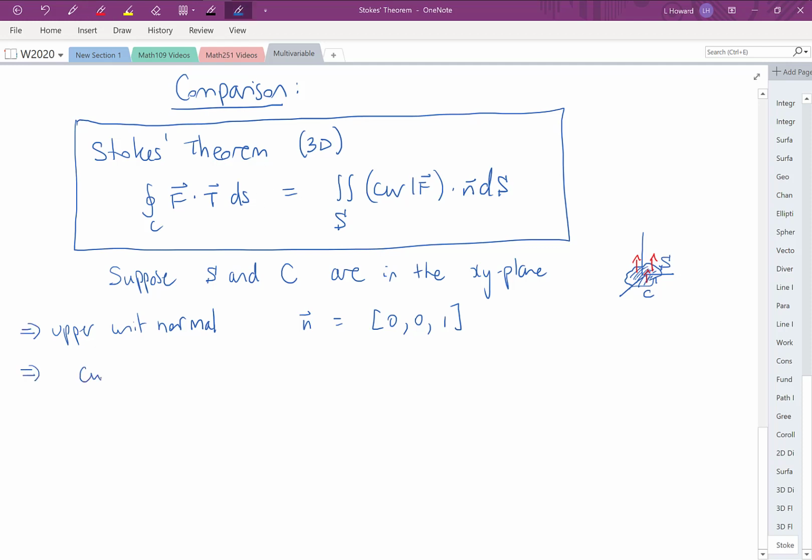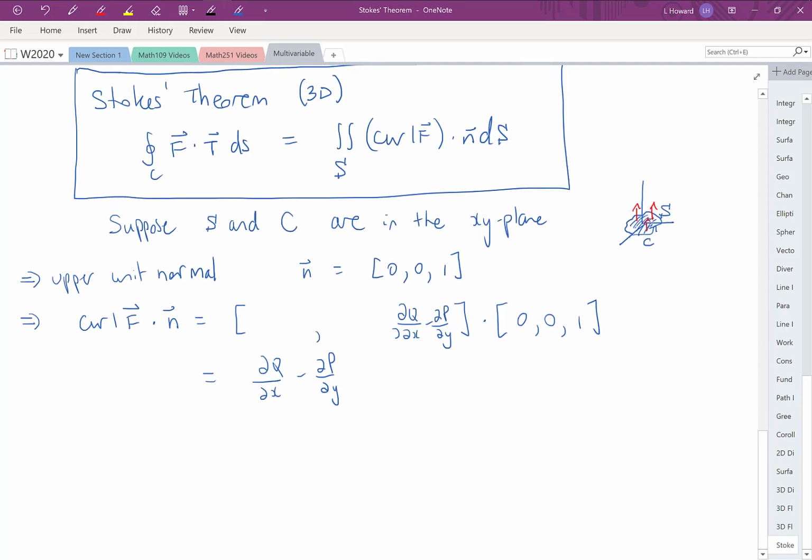So imagine what would happen if we took the curl of F and we dotted it with this vector n. Then we would just be picking up the z component of the curl, and if we flash back to curl, the z component would look like delta Q by delta x minus delta P by delta y, where P and Q are components of our vector field. So if we simplify this, we just get delta Q by delta x minus delta P by delta y. All right, so I think that's going to give us enough information now to write down basically what Stokes' theorem would look like if we just reduced it to the xy plane.